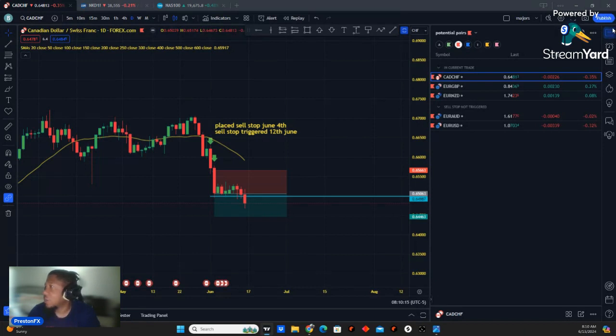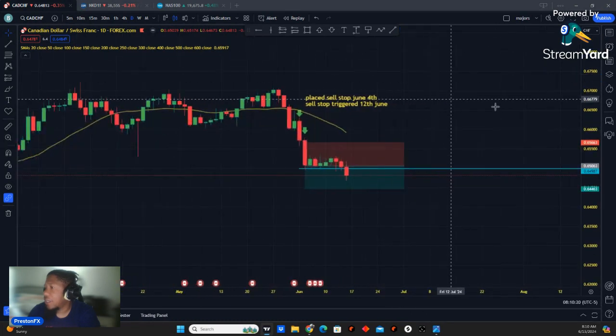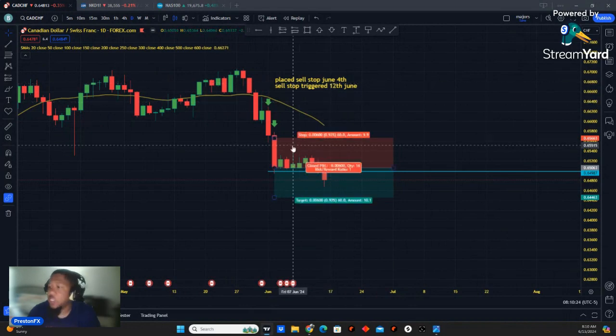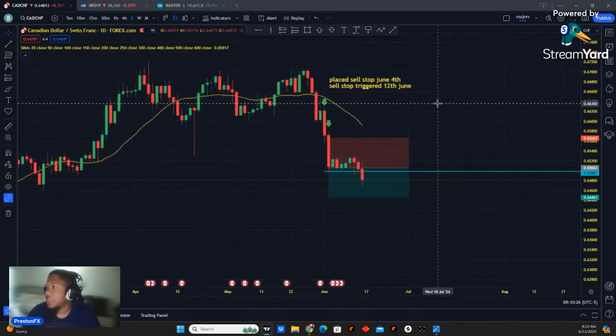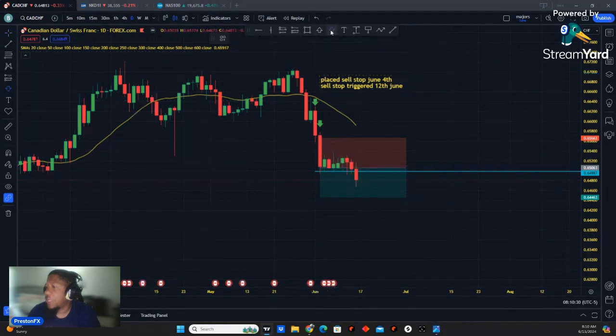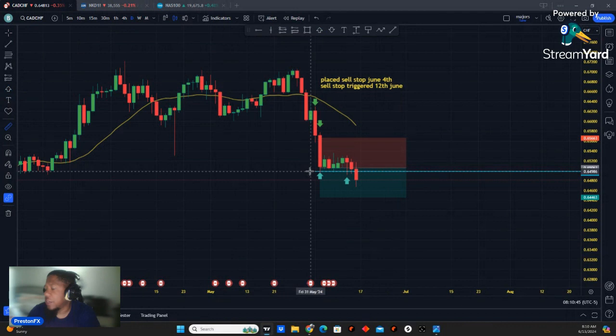So I have been waiting on this trade since, again, I placed it June 4th. The sell stop didn't trigger till the 12th. So look at this. I placed this sell stop on the 4th. See that? It didn't break until the 12th right here. And as you can see right now, it's going in our favor.